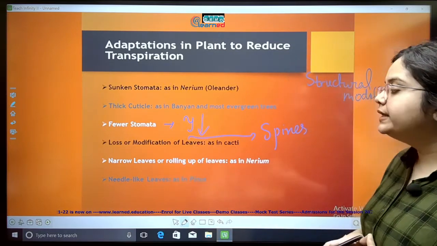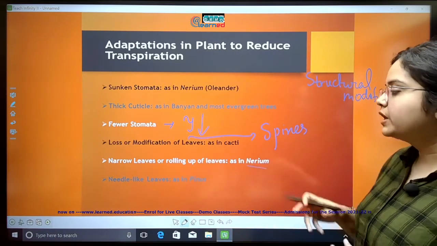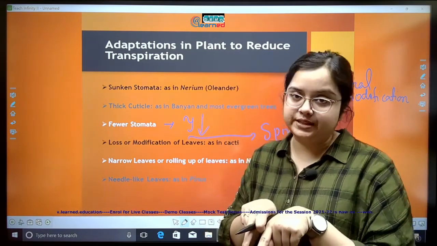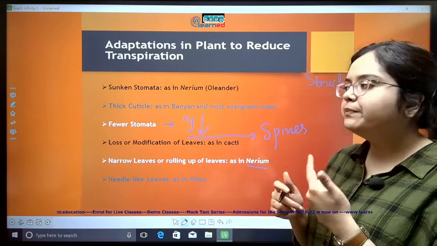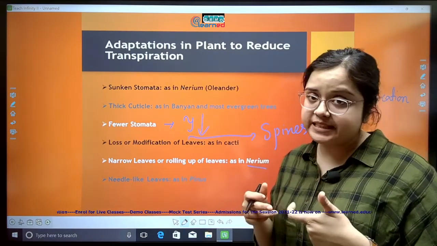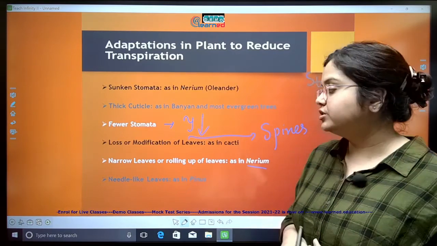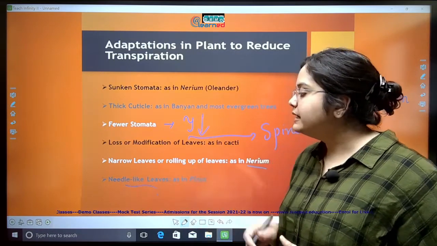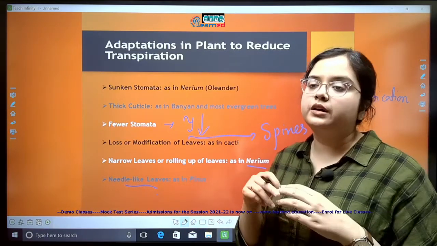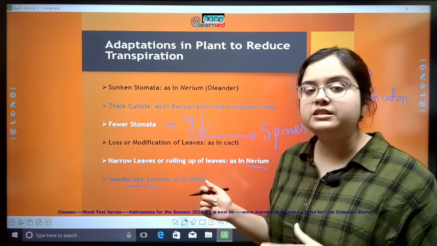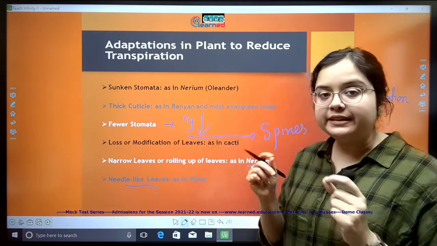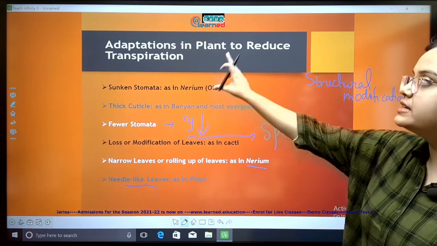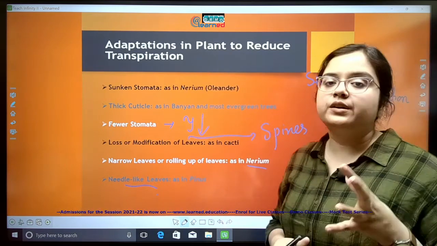Narrow leaves or rolling up of leaves. In the leaves of nerium, the leaves are quite narrowed to reduce the phenomenon of transpiration, or many leaves can roll up on hot days in the afternoons, so that transpiration is minimized. And lastly, needle-like leaves, as in pinus, in those hilly regions, the leaves of these trees are quite narrowed, needle-like. So these are the structural modifications or adaptations that a plant makes to reduce the effect of transpiration.